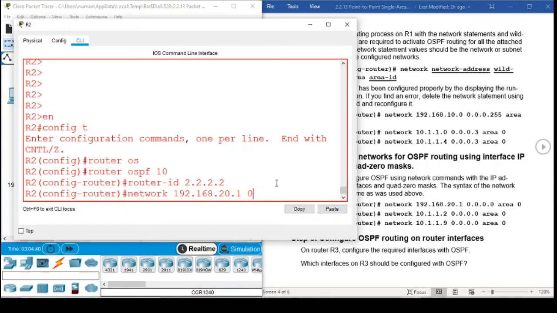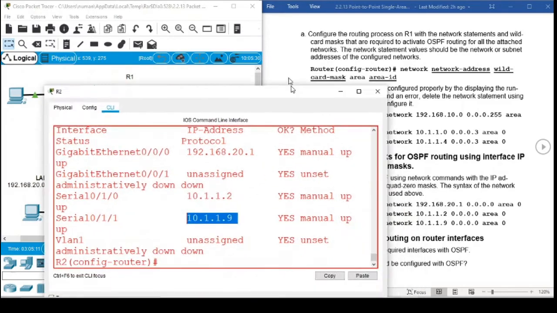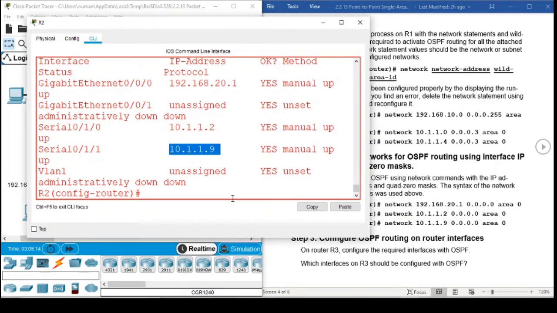Quad 0 is a concept where, instead of writing a network address, we use the interface IP addresses. For example, if you want to check the IP addresses of this router's interfaces, do show ip interface brief. Here you see the IP addresses of the interfaces: for gigabit it is 20.1, 10.1.1.2 and 10.1.1.9. Now the OSPF routing configuration by using the interface IP address with the help of quad 0. Quad 0 means in place of a wildcard mask we put 0.0.0.0. So I will show you.